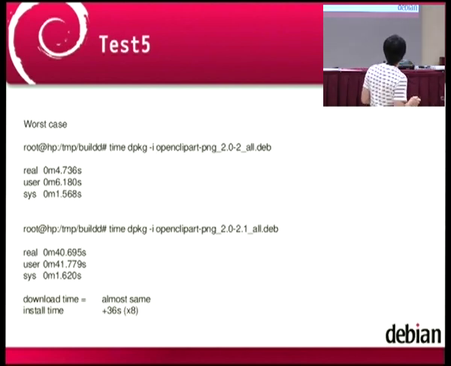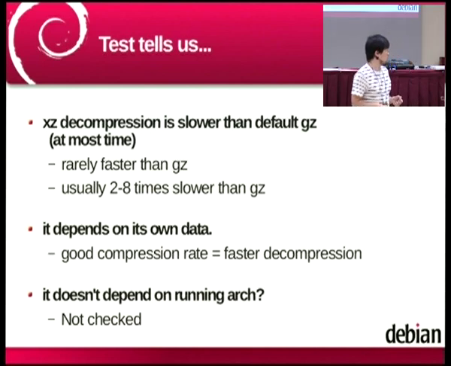And coming to the worst case. The openclipart-png file takes 8 times: if you install the normal package, it takes 5 seconds, but with XZ, it takes 40 seconds. Oh. So XZ decompression is a little faster than gzip in some cases, but usually takes 2 to 8 or 9 times longer than gzip. It depends on its data.